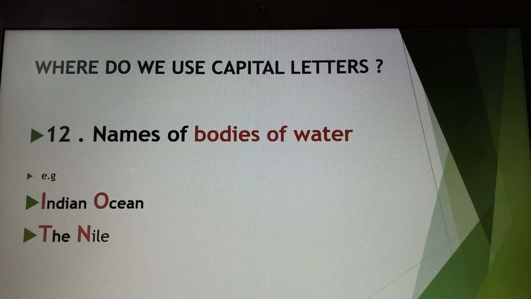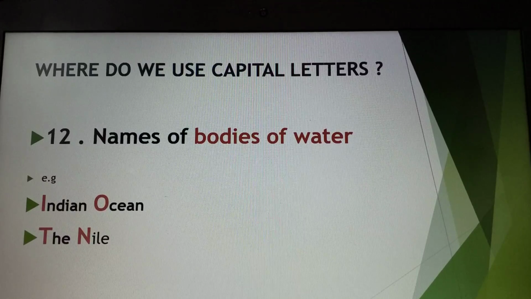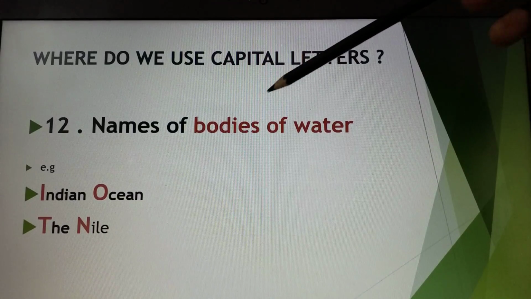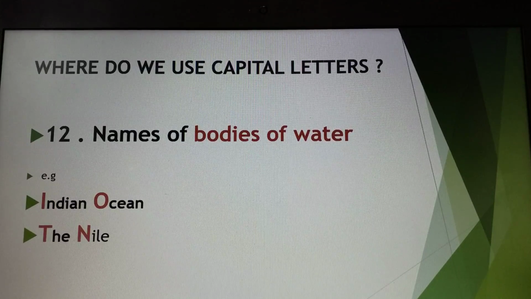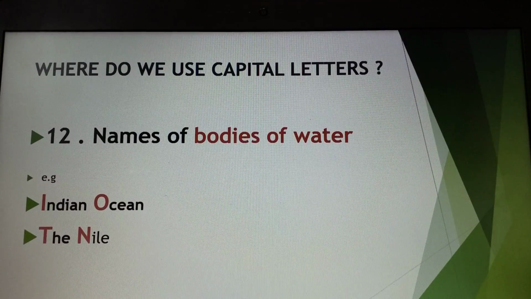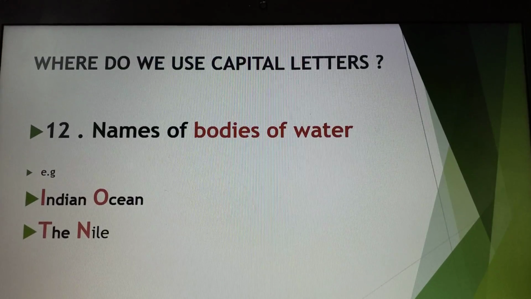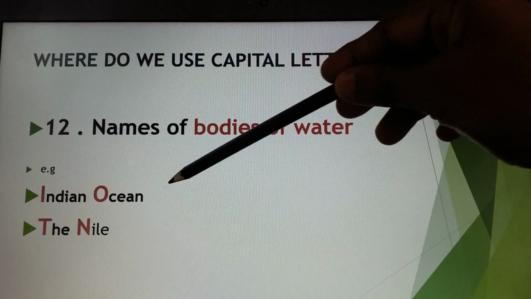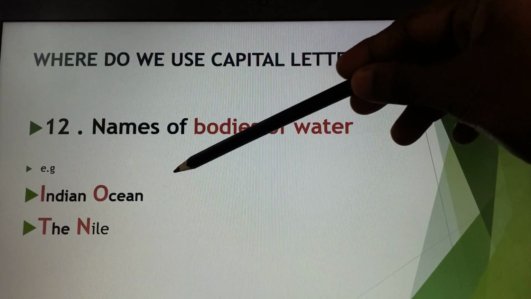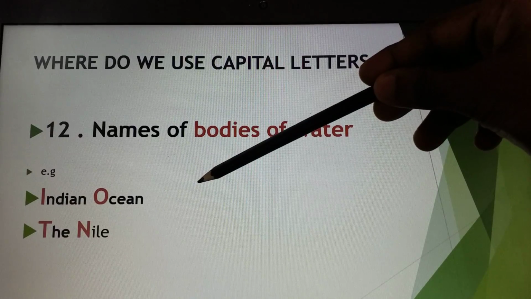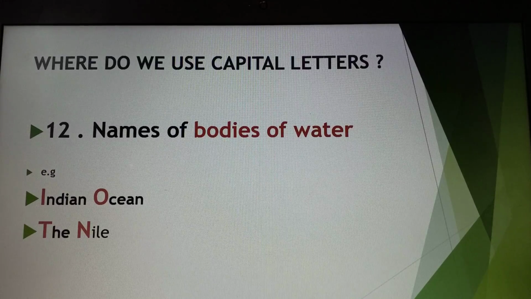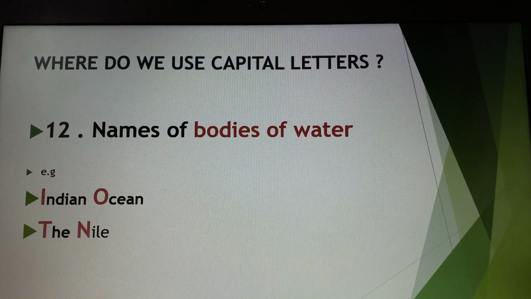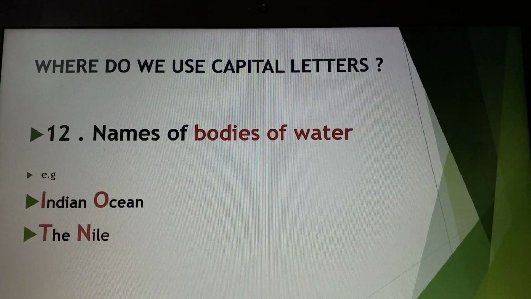Now look here. We use capital letters with names of bodies of water. Look at the examples given here. Indian Ocean. Indian Ocean is a body of water. And also the Nile. The Nile is also a body of water.